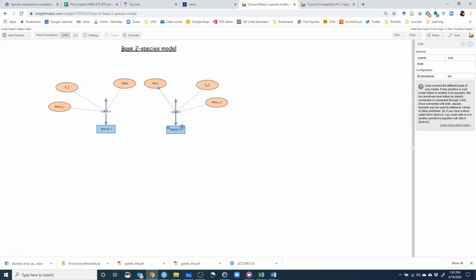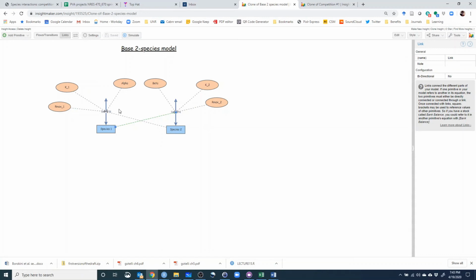All right, so far so good. What else do we need? Well, we need the actual interaction to occur. So in order for that to occur, we need species 2 to link to the growth of species 1. This is where species interaction can actually happen. So we need the abundance of species 2 to help define the growth for species 1. And it's going to be negative, right? Because it's competition. And likewise, species 1 influences the growth of species 2 in a negative way. So now we have the makings of a competition model.